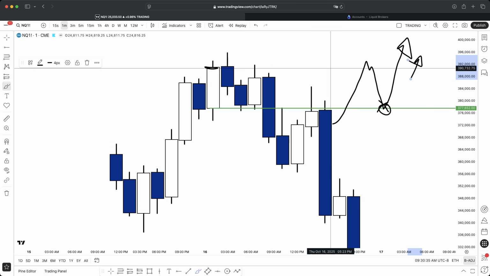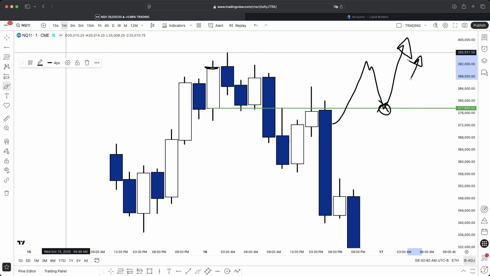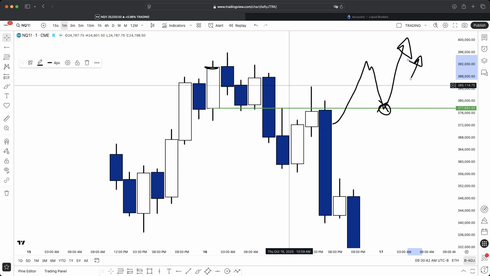So now let's talk about some of the very, very powerful things about the mean threshold.